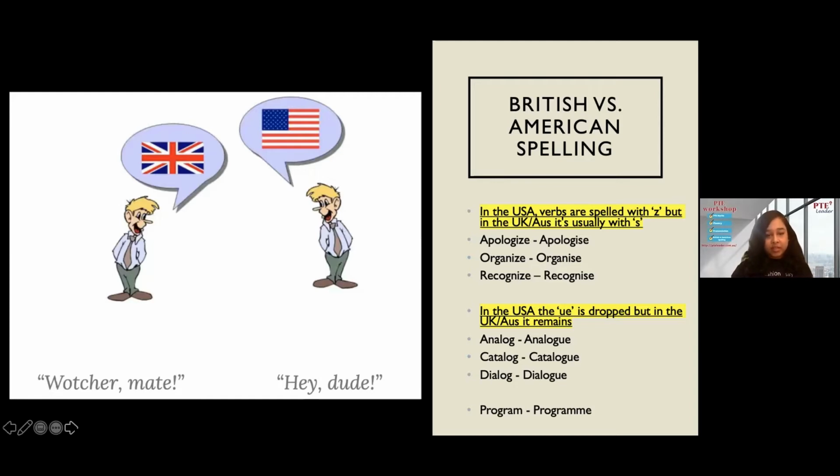Also, from the picture on the slide, this is again very interesting. In Australia or in the United Kingdom, we all the time use the word mate. So in Australia, if you meet someone on your way or in any social context, whenever we see each other, we just say, hey, how are you, mate? But in America, they use the word dude. Both mean the same thing, it's just the way we express ourselves.